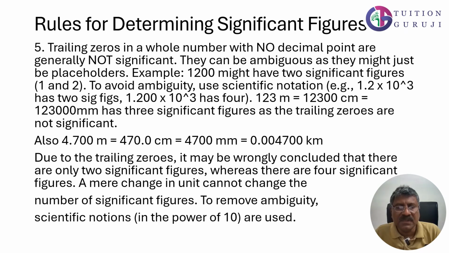123 meter is equal to 12,300 centimeter or 1,23,000 millimeter. These all have only 3 significant figures. Other trailing zeros are not significant. Also, 4.700 meter is equal to 470.0 centimeter, 4,700 millimeter, 0.004700 kilometer, all of which have 4 significant figures. To remove ambiguity, it's always better to use scientific notation with the power of 10.